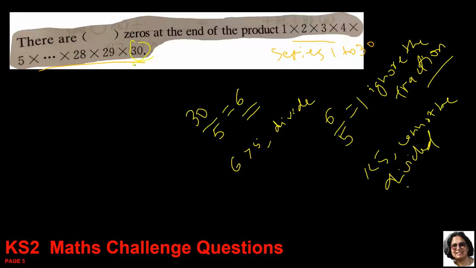So your answer is going to be 6 plus 1 equals 7. So there are 7 zeros at the end of the product. This is the way to approach this problem.